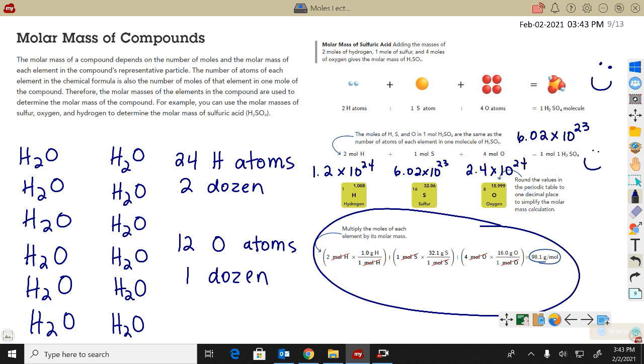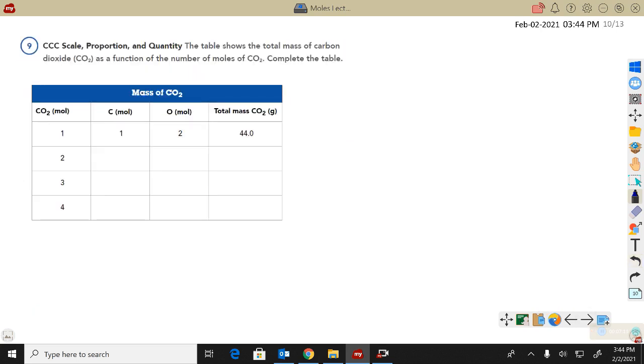I had 2 moles of hydrogen. On the periodic table, each mole is about 1 gram. Then I have 1 mole of sulfur. The molar mass of sulfur is about 32 grams per mole. And 4 moles of oxygen, and the molar mass is about 16. So we multiply and add and get a total mass of about 98.1 grams per mole. And that then should be the mass of a mole of H2SO4 molecules.